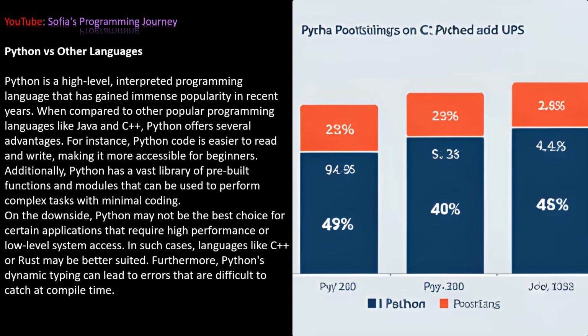Additionally, Python has a vast library of pre-built functions and modules that can be used to perform complex tasks with minimal coding. On the downside, Python may not be the best choice for certain applications that require high performance or low-level system access. In such cases, languages like C++ or Rust may be better suited. Furthermore, Python's dynamic typing can lead to errors that are difficult to catch at compile time.